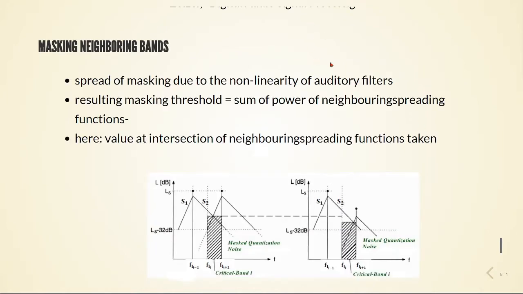Masking across critical bands is presented in this figure here. The masking signal in critical band I-1 is responsible for masking the quantization noise in critical band I, as well as the masking signal in critical band I. This kind of masking across critical bands further reduces the number of quantization steps within critical bands.